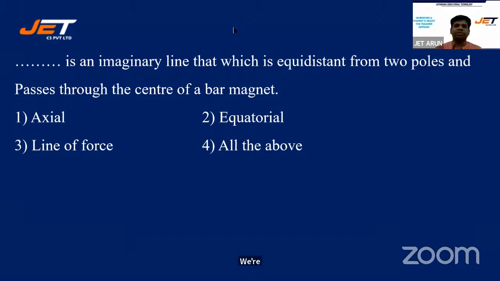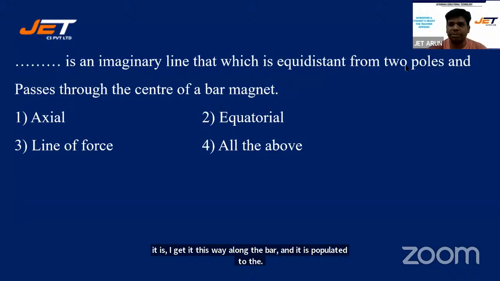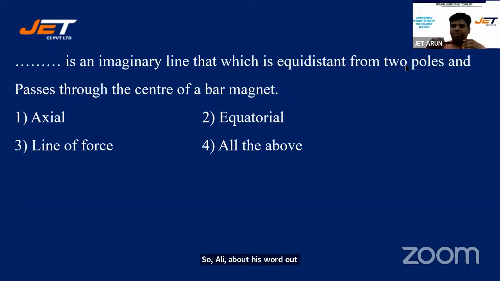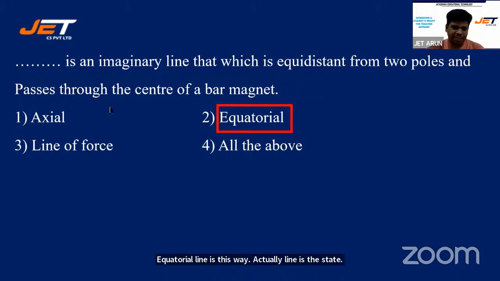See, you cannot have axial and equatorial together. That's contradictory. So all the above is ruled out because you cannot have the axial and equatorial lines together. Axial is this way along the bar magnet, equatorial is perpendicular to the bar magnet. So all the above is ruled out, students. Equatorial line is this way, axial line is this way. Equatorial is right. All right, let's look at the next one.